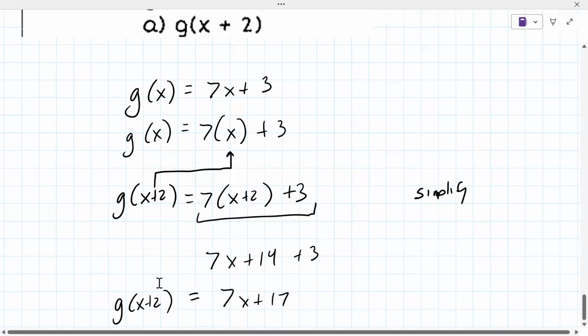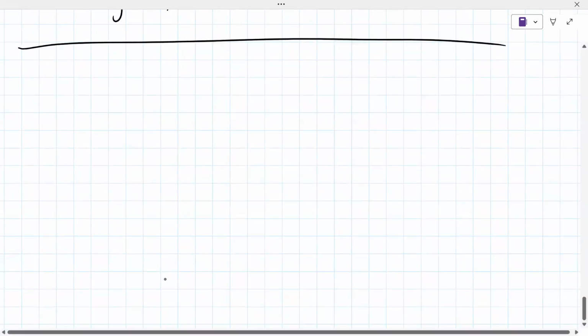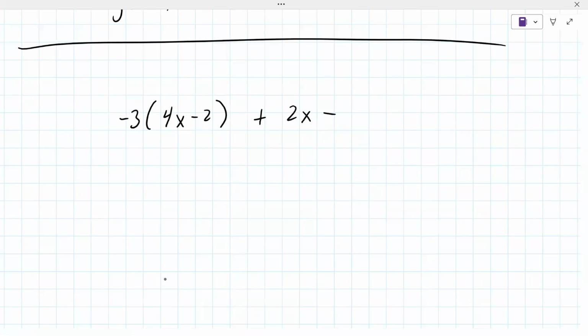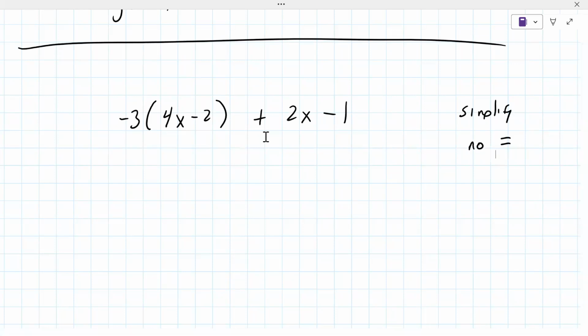Okay. We'll come back to this, but let me ask you to do something real quick here. -3 times 4x minus 2 plus 2x minus 1. I want you to simplify. Notice there's no equal sign. You're not solving. Simplifying can mean a lot of things. In this case, it means to distribute this -3 into everything inside parentheses, which is just the 4x and the -2, and then combine like terms. Give that a try. A little bit more difficult than the last one, but something you should be able to do. We can go over it if needed.